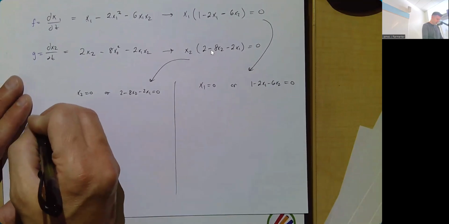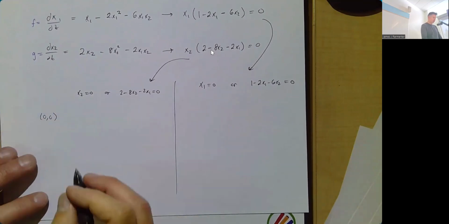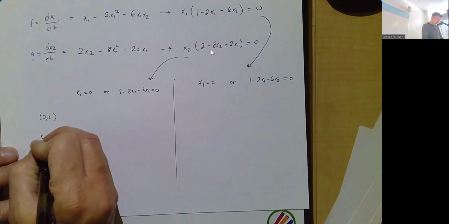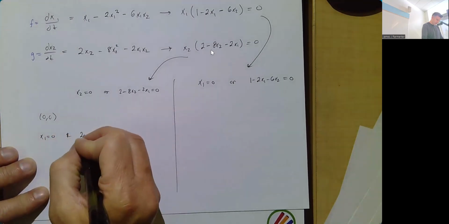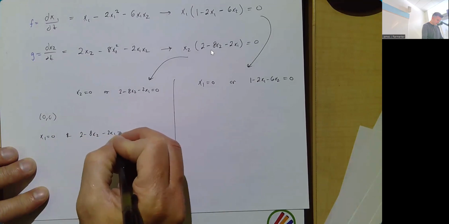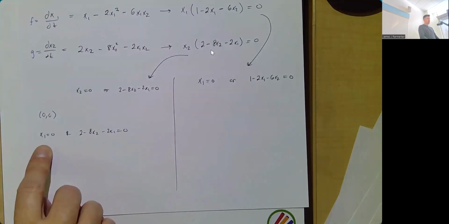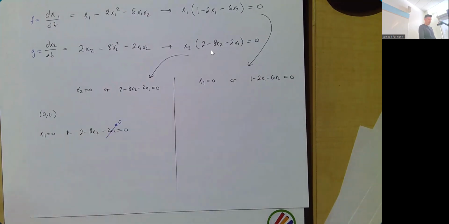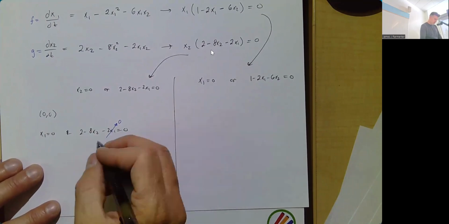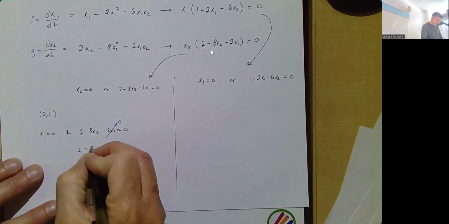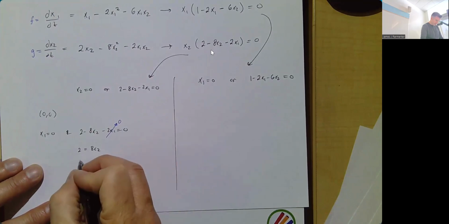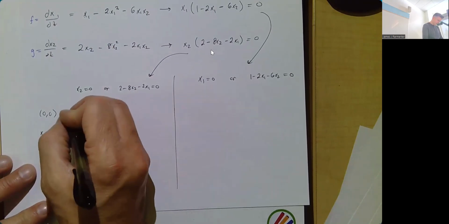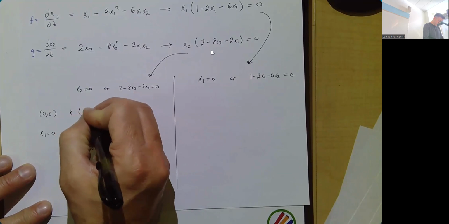The easy one is 0, 0. That's when x1 equals 0 and x2 equals 0. And then let's look at x1 equals 0 and 2 minus 8x2 minus 2x1 equals 0. But if x1 is 0, you're left with 2 minus 8x2 equals 0, which becomes 2 equals 8x2, which becomes 2 over 8, or 1/4, equals x2. So another critical point is going to be 0, 1/4.